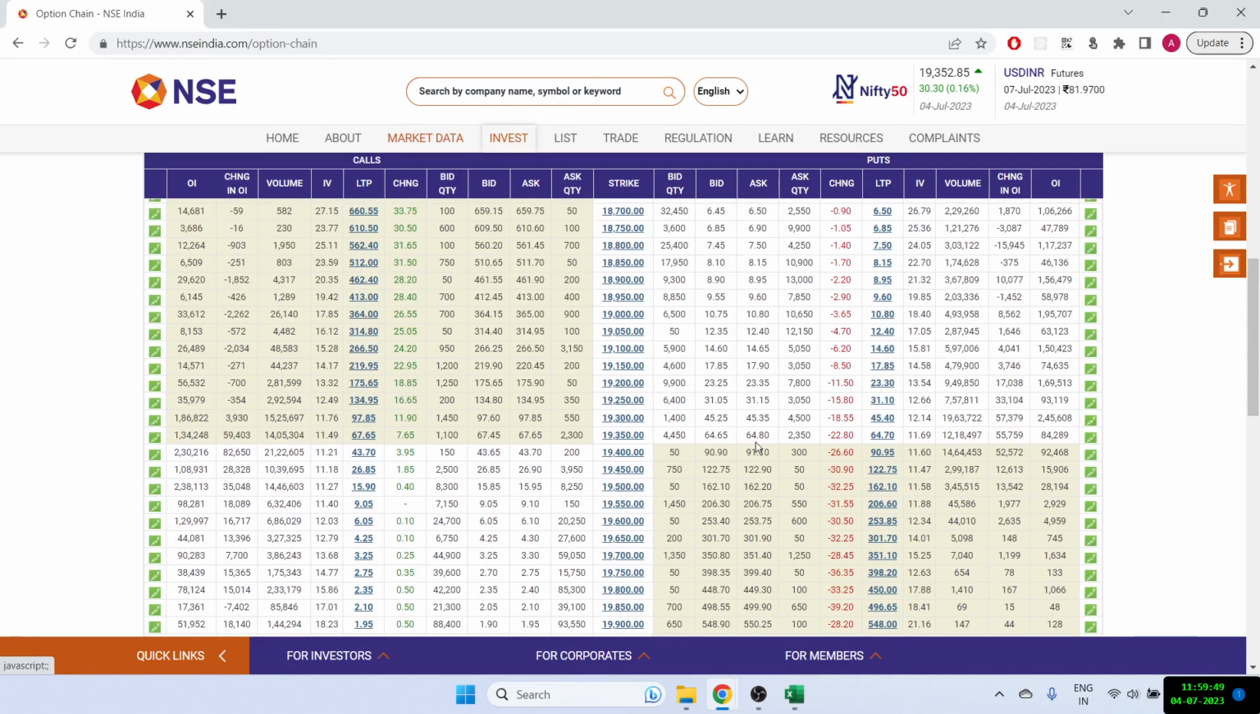So what I will do is, let's say at 9:20, I will try to find that call and that put which has the highest OI. So if you see here, the highest OI on the put side is at 19,300 and the highest OI on the call side is 19,500.